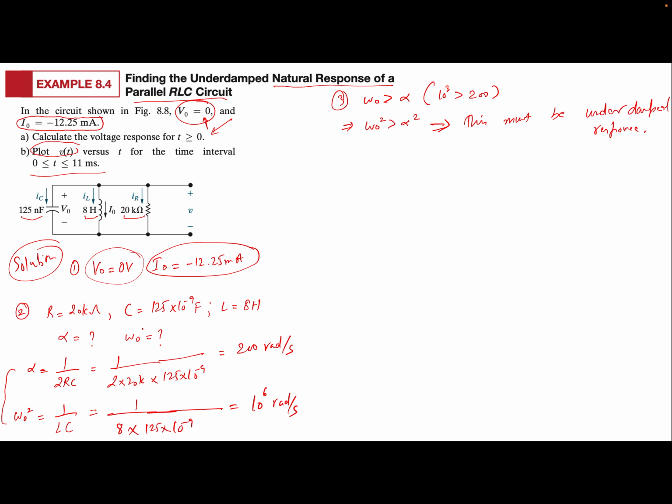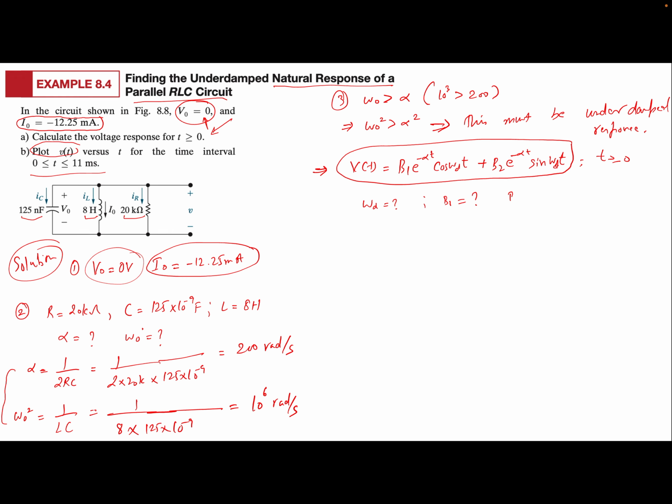If this is an underdamped response, great, because we have already derived the equation for the response. V of t should be equal to b1 e raised to power minus alpha t cos of omega d t plus b2 e raised to power minus alpha t sine of omega d t for t greater than or equal to 0. So this is the equation, and in order to solve this, I need to find the values of omega d, b1, and b2.